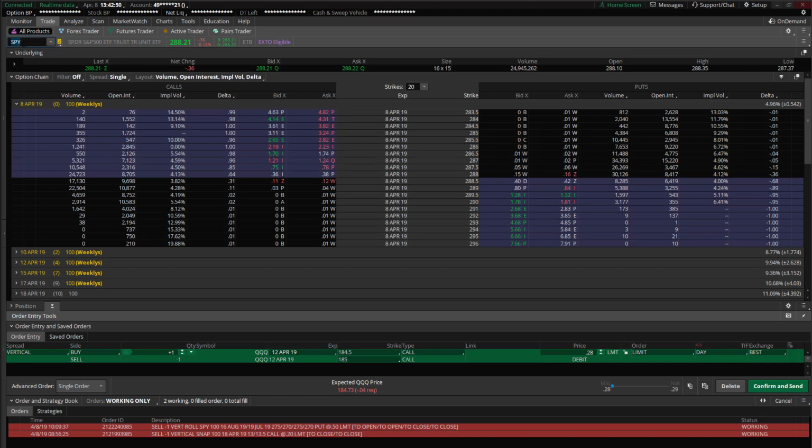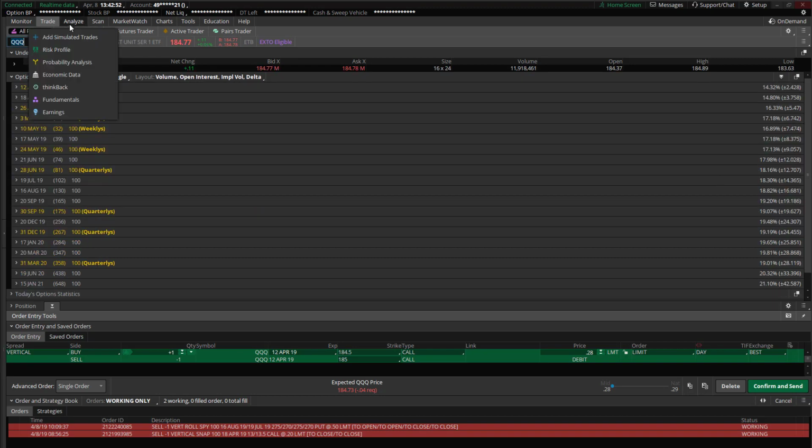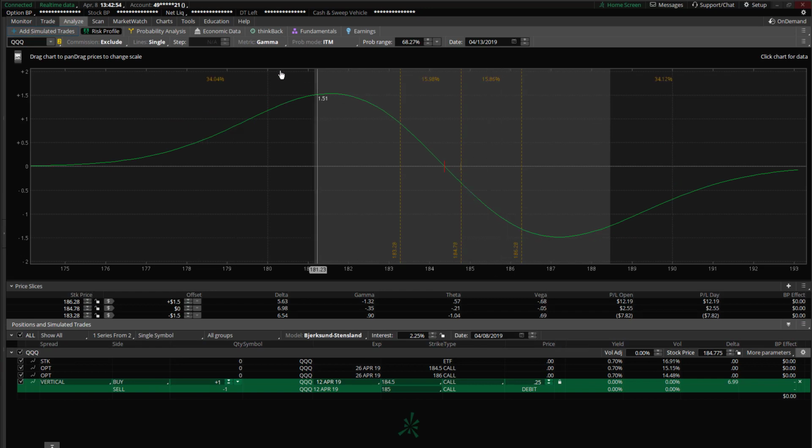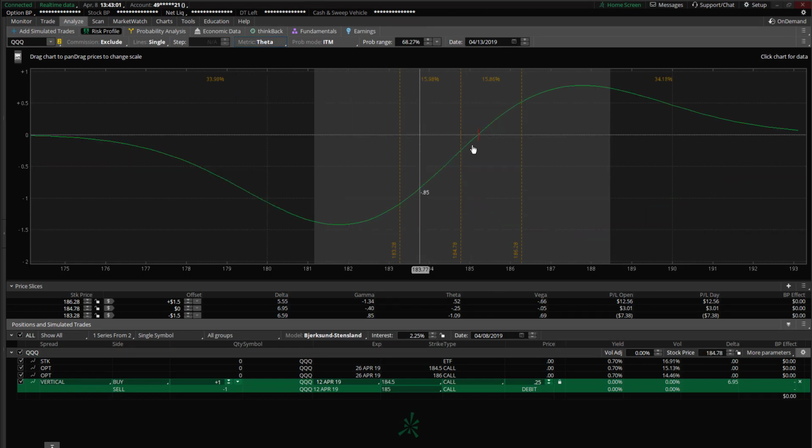Okay, so let's go back to the Qs and back to the Analyze tab. So this does give us the ability to change our single line to each of the Greeks and see how they are applied.